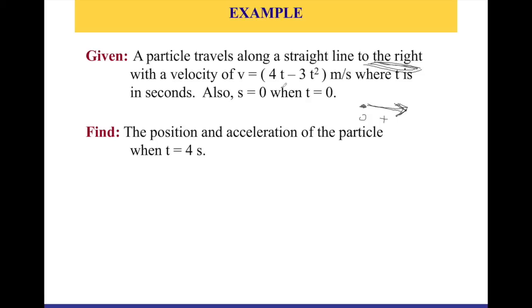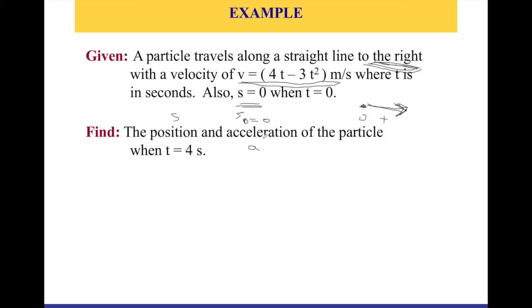We have a velocity given as v equals 4t minus 3t squared meters per second. So velocity is given as a function of time, with t in seconds. And also we said that the initial position is 0, so my s0 equals 0. That's the starting position when t equals 0. The question is asking us to find the position and acceleration, so we need to find s and a of the particle when t equals 4 seconds.